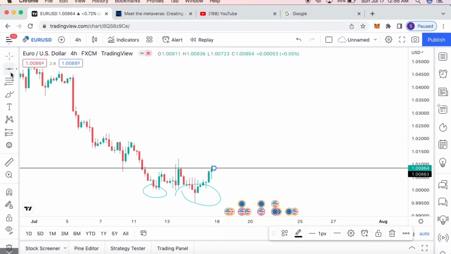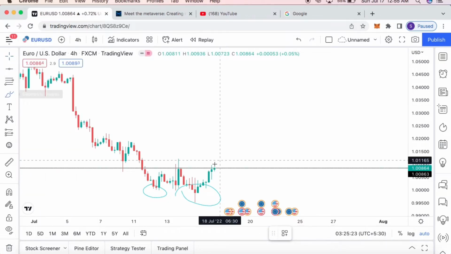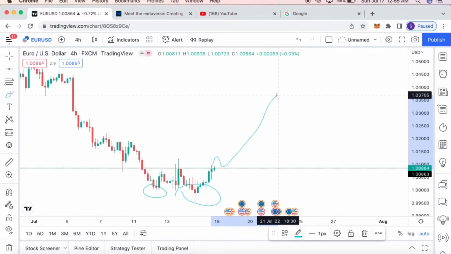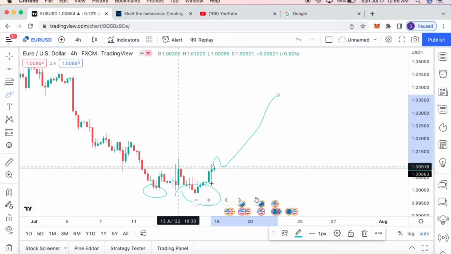So what we want now is for the price to just bounce off there. What we want is the price to break, retest, and then go up to the upper side. This is what we want for this currency. But again, we can identify another pattern in here.